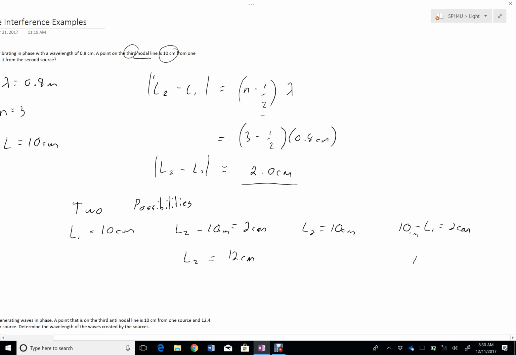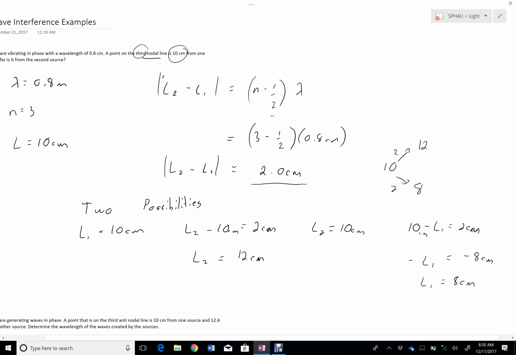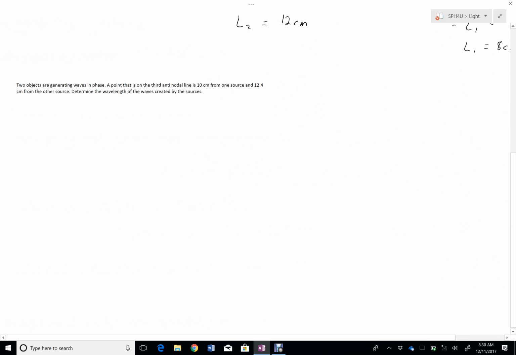And so L1 would have been negative 8 centimeters, and actual L1 is 8 centimeters. That's a lot of math for saying I have 10 and I need to be 2 away, so I could go up or down, so 12 or 8 are my two possibilities. You don't have to do all this math. If you can use common sense, you can do that as well. So it's either 12 centimeters from the other source or 8 centimeters from the other source. Let's keep that quick and go ahead and do another one.